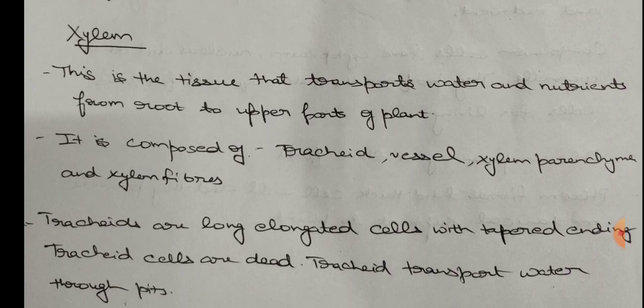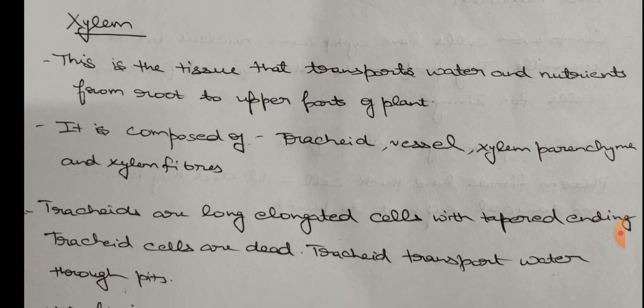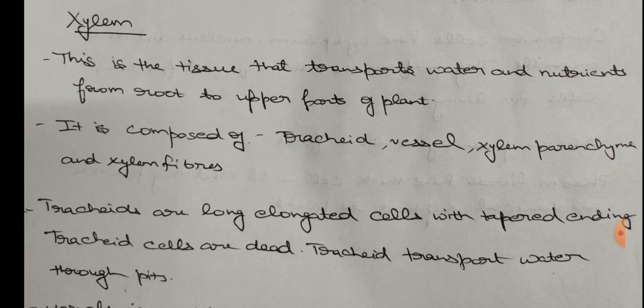This is the tissue that transports water and nutrients from root to upper parts of the plant. Very important. The main function of the xylem is to transport water and nutrients from root to upper parts of the plant. It is composed of tracheids, vessels, xylem parenchyma and xylem fibers. These are the four kinds of cells that are present. So let's take a look at them one by one.